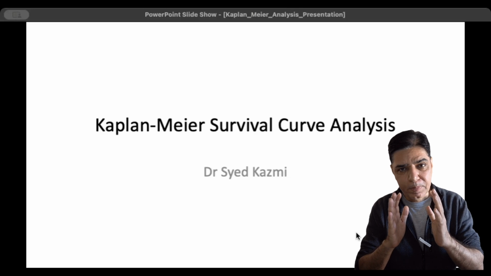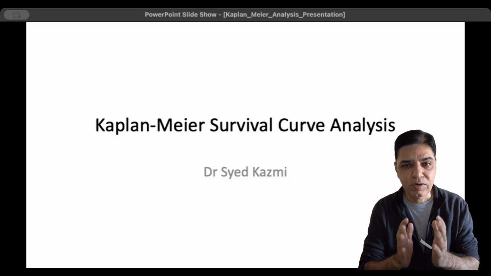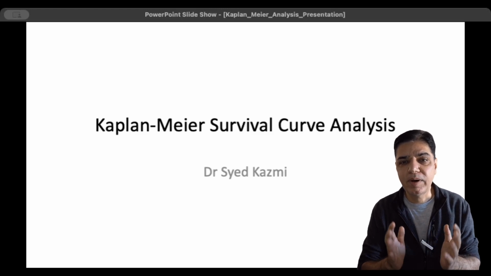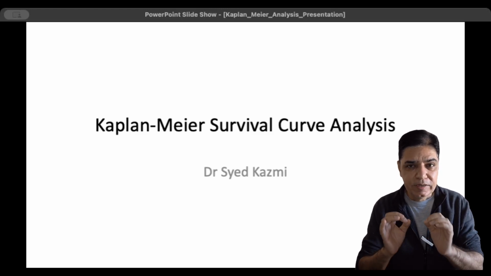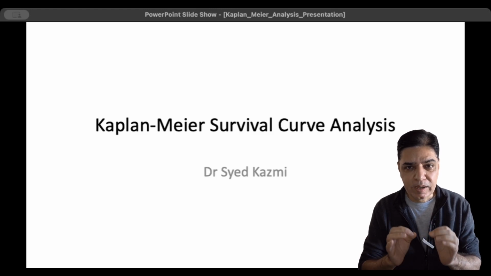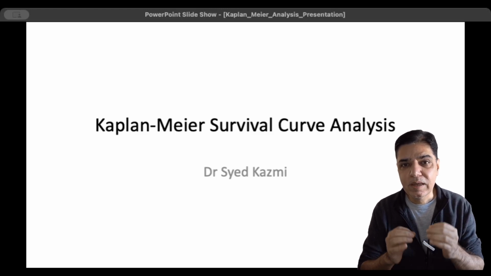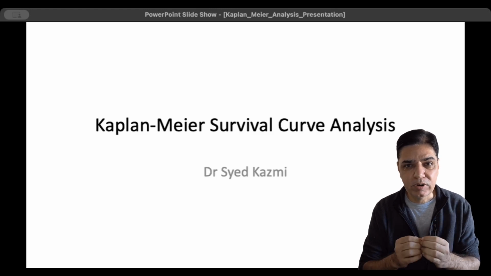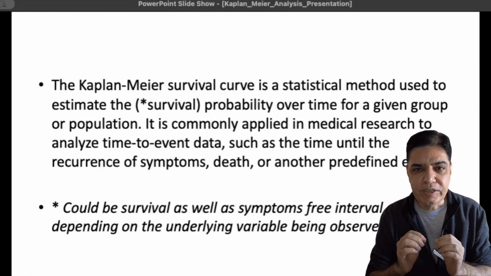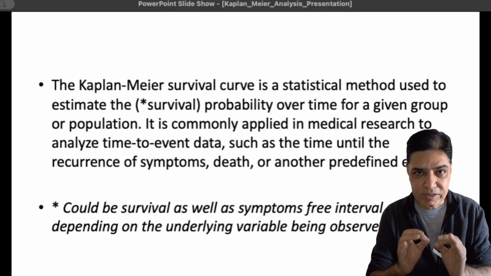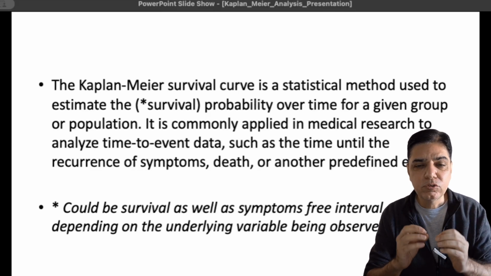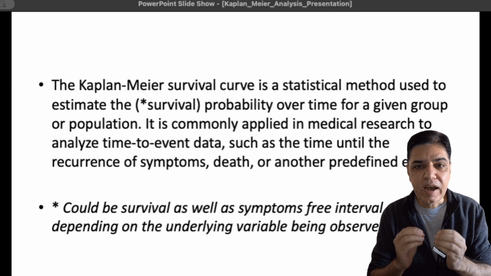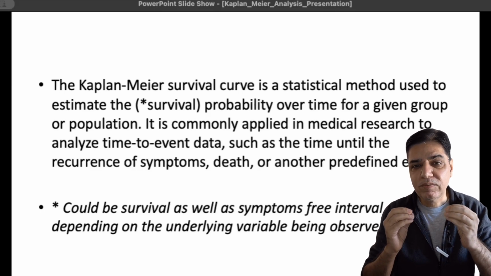So the name is Kaplan Meier Survival Analysis. They also call it Kaplan Meier Survival Curve Analysis or Kaplan Meier graphs. As I told you earlier, it is named after these two scientists, Dr. Kaplan and Dr. Meier, who discovered this method. This is a statistical tool, a biostatistical tool, a research tool, which helps us answer certain questions. Now, by definition, this is a statistical method used to estimate what we call survival probability.